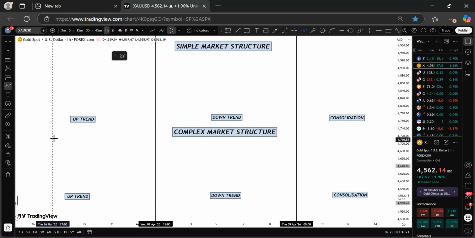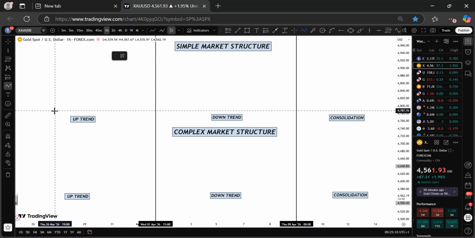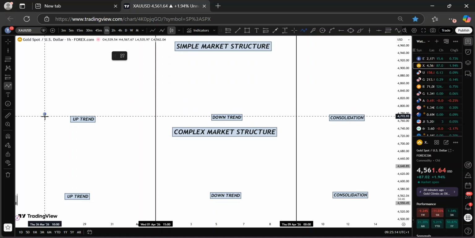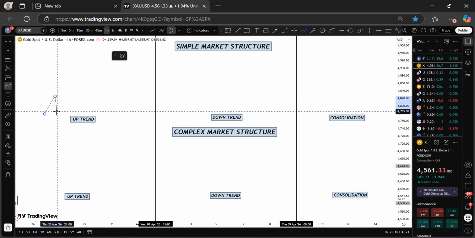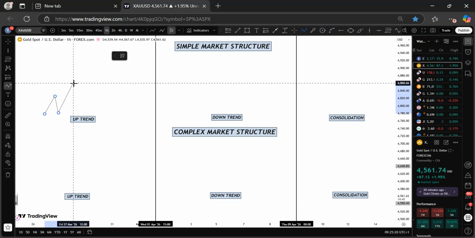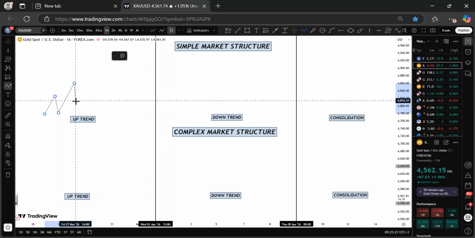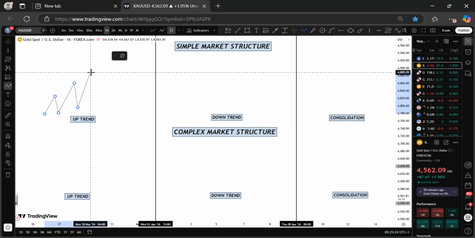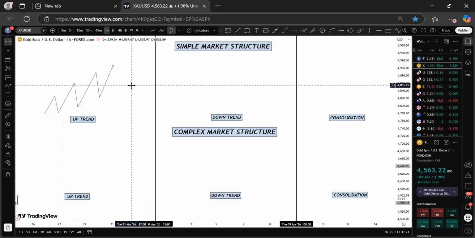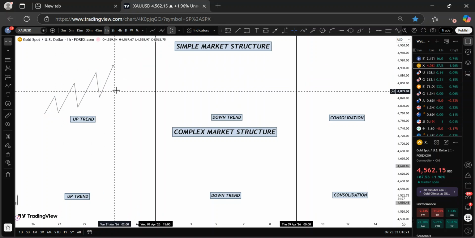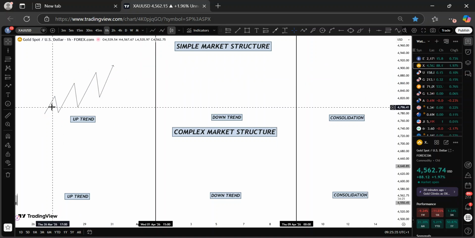Okay, so for the uptrend in a simple market structure, what you want to see is the market comes from the bottom, right? It moves up, pulls back, goes up, pulls back, goes up, pulls back, goes up. So this is what it looks like in a simple market structure.